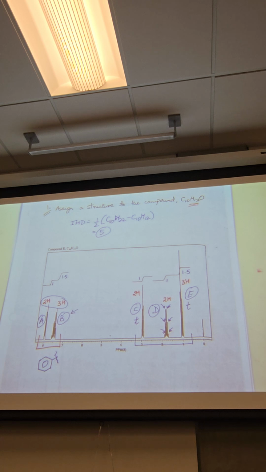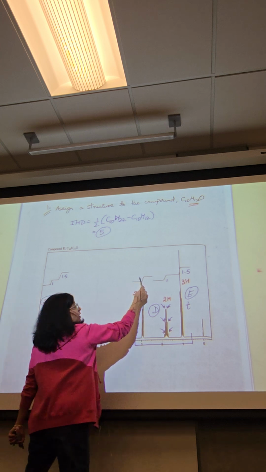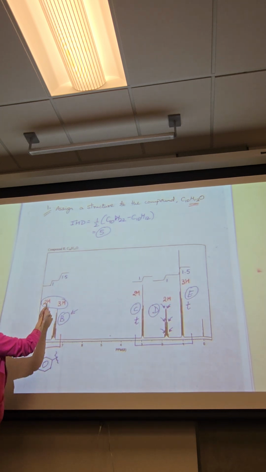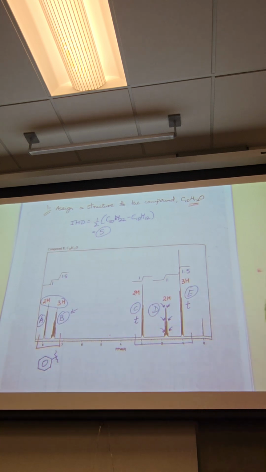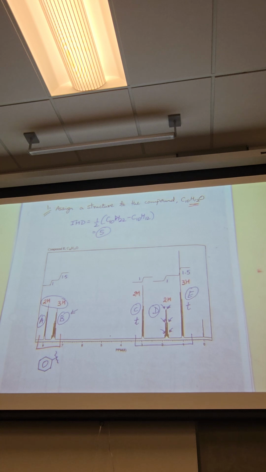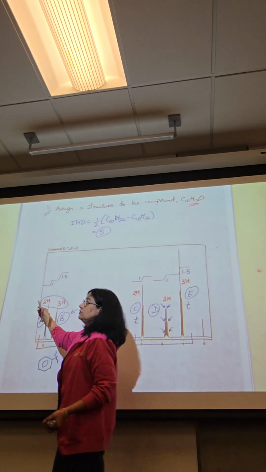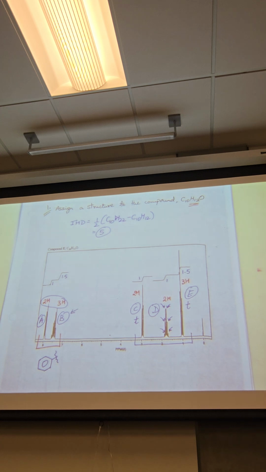How did we get the 2 H's and 3 H's? Because the integration is 1, 1, 1.5. If I multiply all of them by 2, this becomes 2, this becomes 3. And that is reasonable because the total number of hydrogens, 3 plus 2 plus 2 plus 3 plus 2, equals 12. So that's a reasonable conclusion.